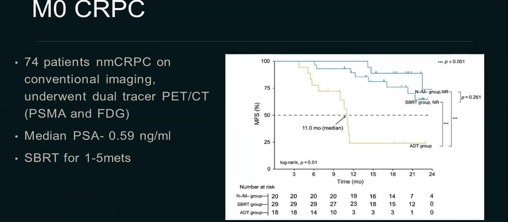This was another study where they had 74 patients with non-metastatic prostate cancer on conventional imaging, who underwent dual tracer PSMA PET and FDG PET, and the mean PSA of these patients was 0.59. They then received metastasis-directed therapy for those that were diagnosed with less than 5 mets, and you can quite see the improvement in the overall survival of these patients.